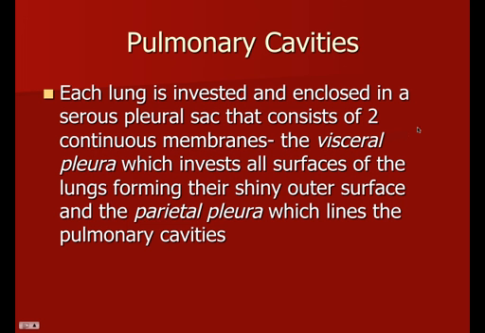So a little bit about the lungs first. Each lung is invested and enclosed in a pleural sac that consists of two continuous membranes. Right, the visceral pleura, which invests all surfaces of the lungs, forming their shiny outer surface. Right, we've seen that shiny outer surface in some of the muscles as well. And then the parietal pleura, which lines the pulmonary cavities.